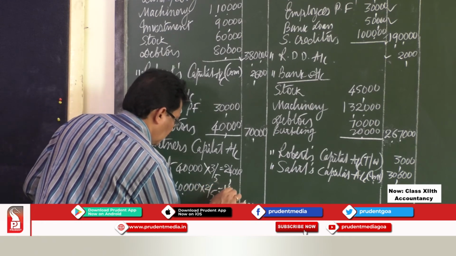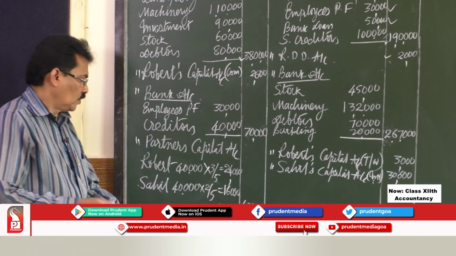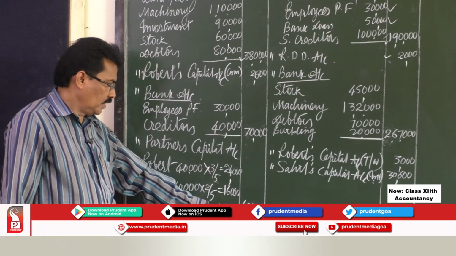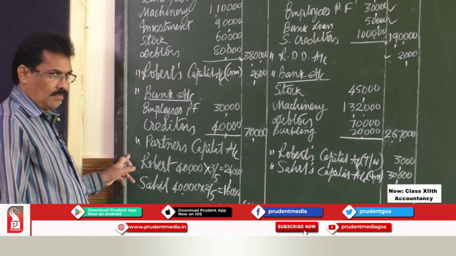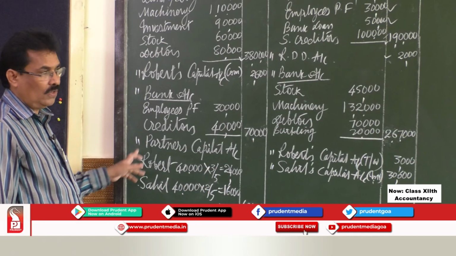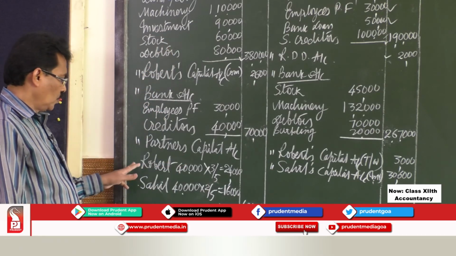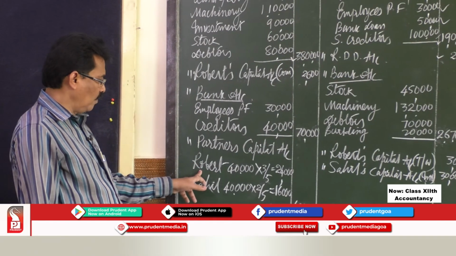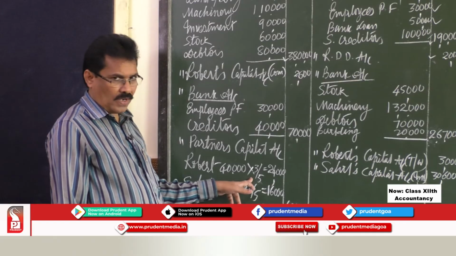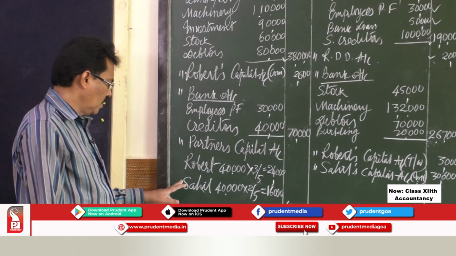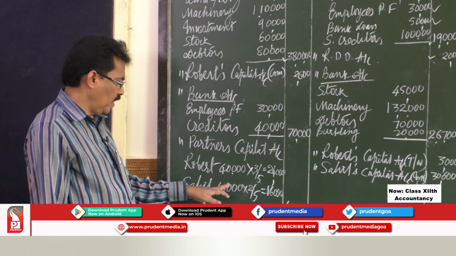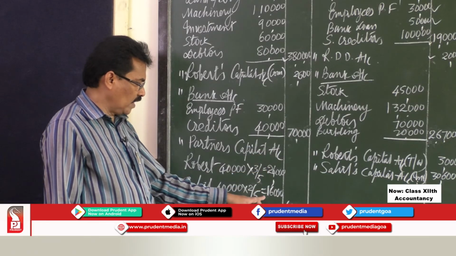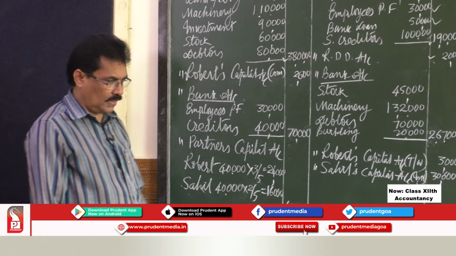So that comes to 16,000. So the total profit on realization is 40,000. This profit is distributed among the partners in their profit sharing ratio, which is 3:2. So when you apportion the profit among the partners, Robert's share in profit will be 40,000 into 3/5, equal to 24,000. Sahil's share in profit will be 40,000 into 2/5, which is 16,000. So 24 plus 16, that is total profit, is 40,000.